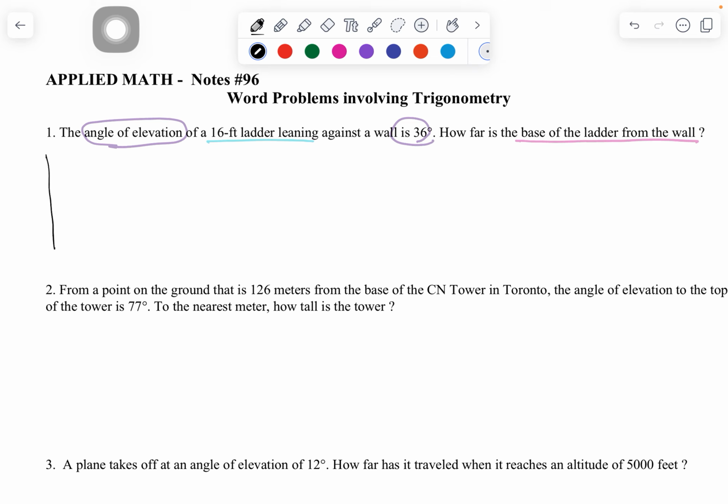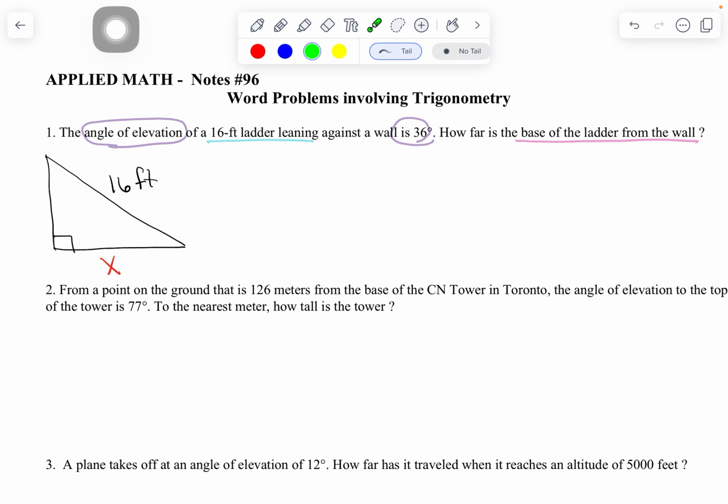Look, it's a wall. It makes a 90-degree angle with the ground, and against the wall from the ground is the ladder. So the wall and the ground are going to make a 90-degree angle. The ladder is 16 feet long, so there's my 16 feet. And the question is, how far is the base of the ladder from the wall? So that's going to be your X right here.